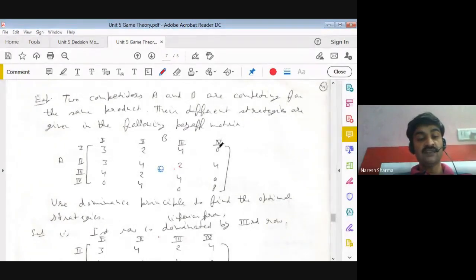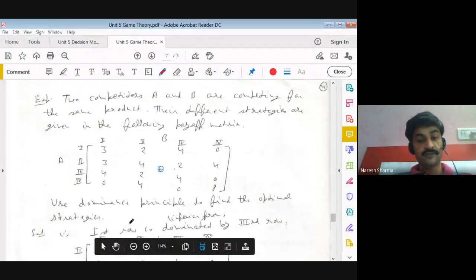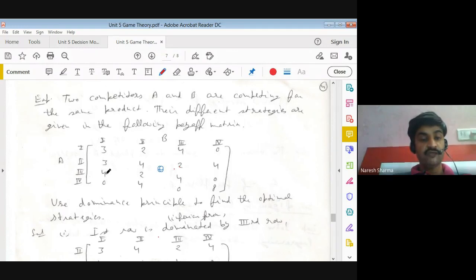So first use the principle of dominance to find the optimal solution. In case of the principle of dominance, we check the inferior row compared to another row. So if you see here, from this 4, this 3 is less than. Similarly, this 2 is equal, and from this 4 are also equal and 0 are equal. So if you see here, your first and third row, all elements of the first row are less than or equal to your third row.